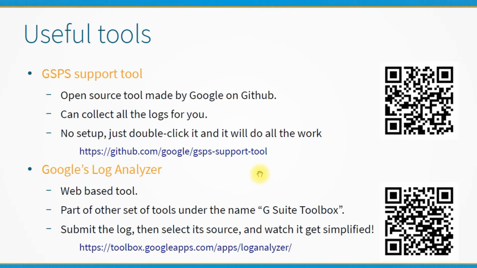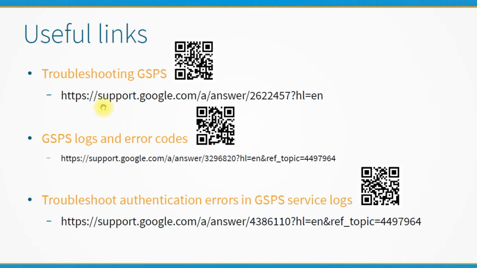So before we move on and finish this video and maybe this series, there are three more links that I want to give you and I want you to check, because they are very important and very critical with the information that they have. The first one of those is Troubleshooting GSPS. This is the link for it and this is the QR code. Basically this one will give you a lot of information on what you need to do in case you need to troubleshoot GSPS. This link will also take you to another two links: the GSPS logs and error codes, and troubleshoot authentication errors in GSPS service logs.